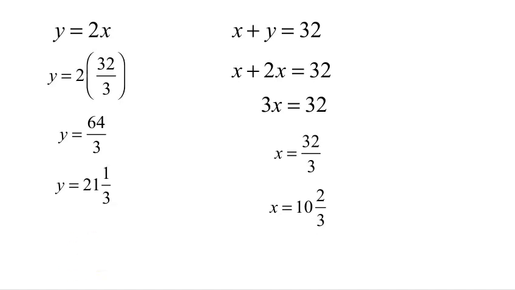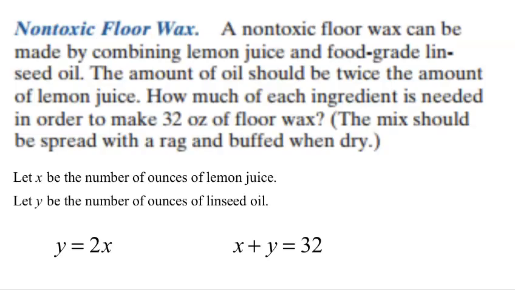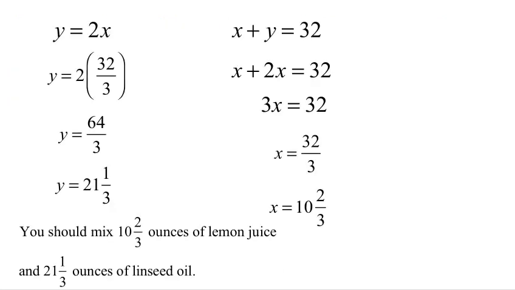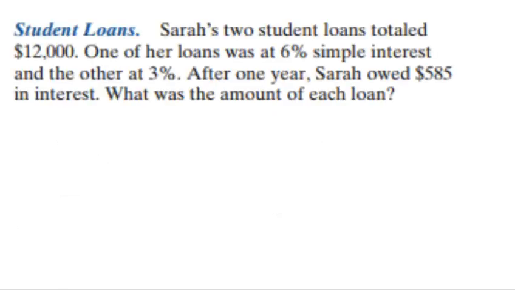Again, we want to have a word answer to a word problem. So what were our variables of interest? If you recall, we had x was lemon juice and y was linseed oil. So if we put those together, we should mix 10 2/3 ounces of lemon juice and 21 1/3 ounces of linseed oil. Okay, let's take a look at another question, a financial one.